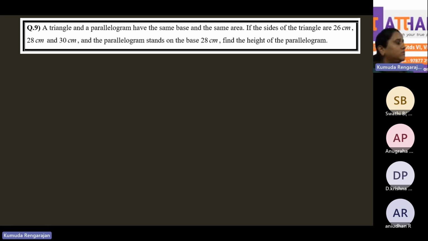What's the area? Srivatsan, what's the area? Louder? 168 root 4. Root 4 is 2, no? 4 is 2 into 2. Yes, Swati? Ma'am, I got 168 root 2. 168 root 2, is it? Yes, ma'am. Okay, let's see. Swati says 168 root 2. All right.